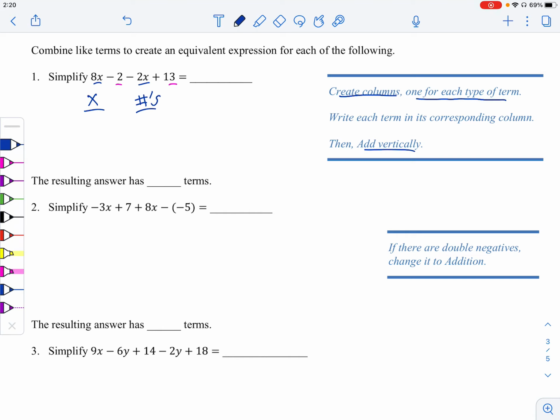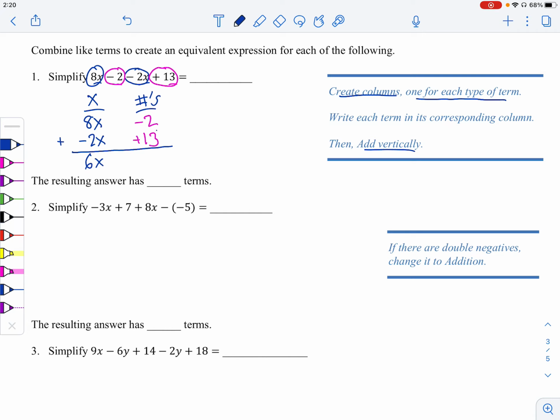So we go through our x column, right? So x's, we have 8x, the first one. Then here we have -2x, remember the sign. So -2x, okay, those are all our x's. Then we go to our numbers, we got -2, so we put -2, and we got +13, right? So we can put +13 here. And all we need to do is add vertically. So we got 8 minus 2 is 6. And that was in the x column, so 6x.